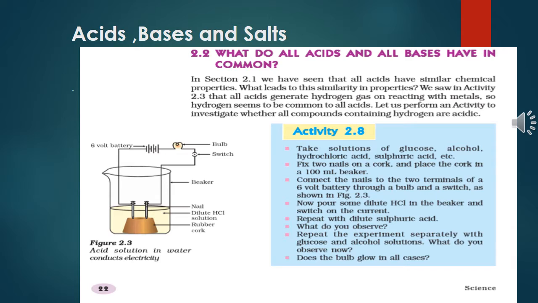We have seen that all acids have similar chemical properties. What leads to this similarity in properties? The question arises here. We saw in our previous activity that all acids generate hydrogen gas on reacting with metals. So hydrogen seems to be common to all acids. Let us perform an activity to investigate whether all compounds containing hydrogen are acidic or not.